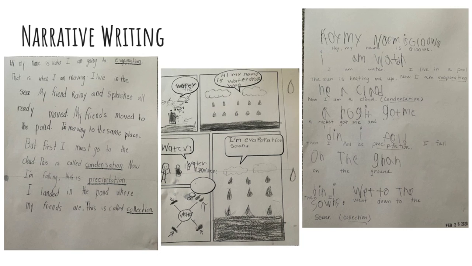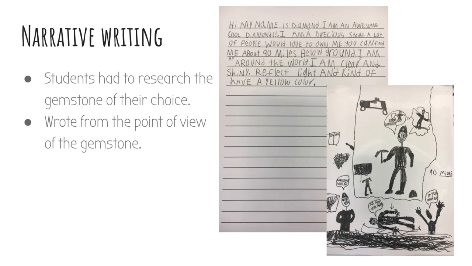In all three examples of writing, I can assess the student's understanding of the water cycle. They had to include each stage: evaporation, condensation, precipitation, and then collection, when the water collects at the ground level. The third one said they collected in the sewer. That was fine. It's on the ground. The other one looks like it's in a body of water. But I can assess the students' writing as well as their science understanding of the water cycle. So these are kind of fun to have.